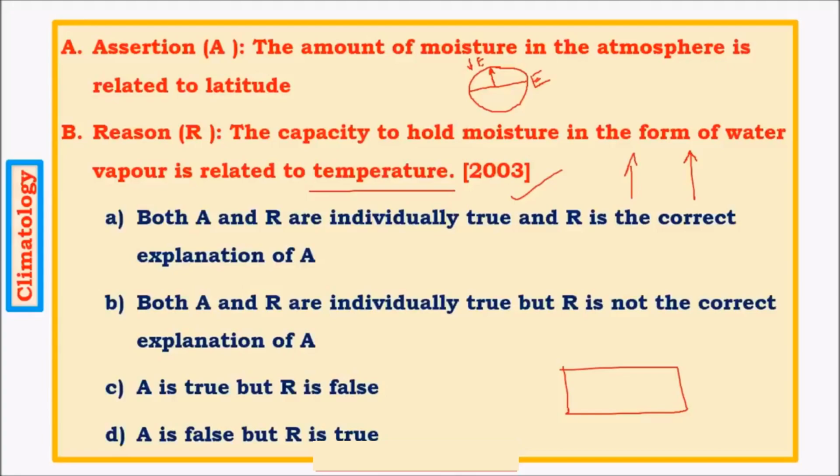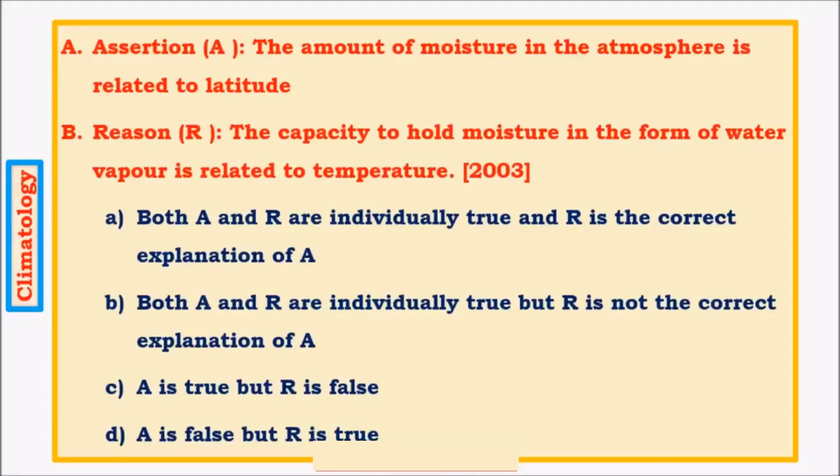So these points are self-explanatory, and you can see one point is related to another. That is, increase in latitude results in decrease in temperature, and decrease in temperature results in decrease in moisture, that is, moisture or water vapor. So this point, that is the assertion, is correct. The reason is also correct, and the reason is the correct explanation of the assertion. So the answer is A.